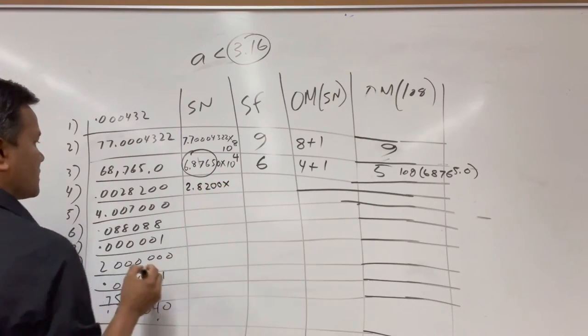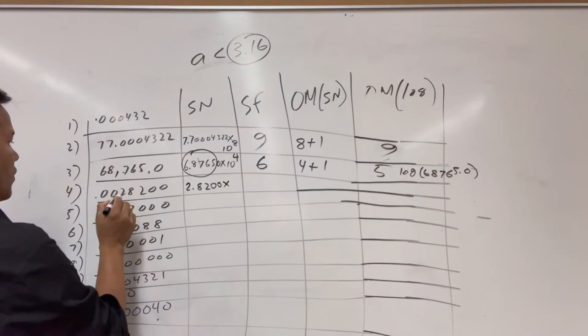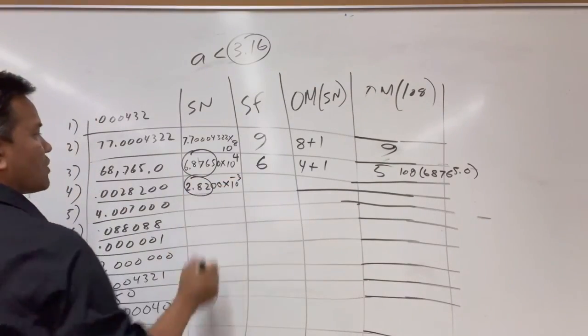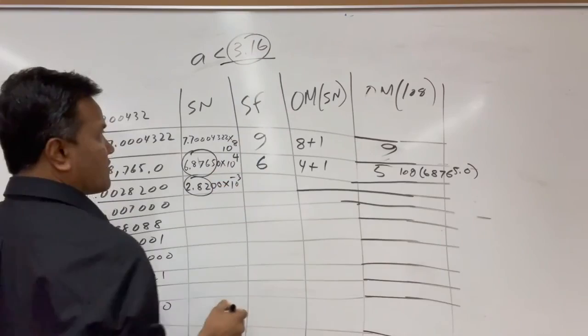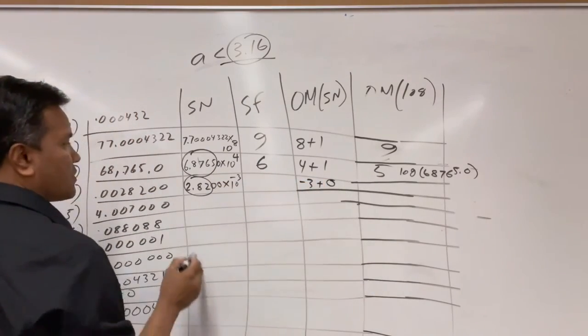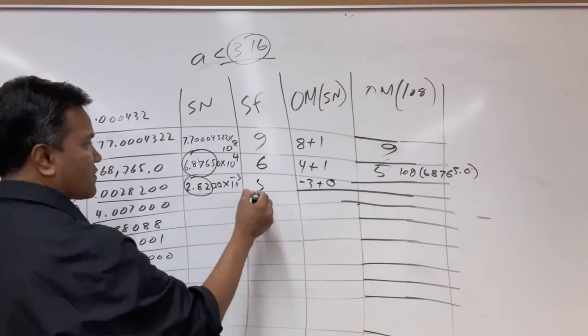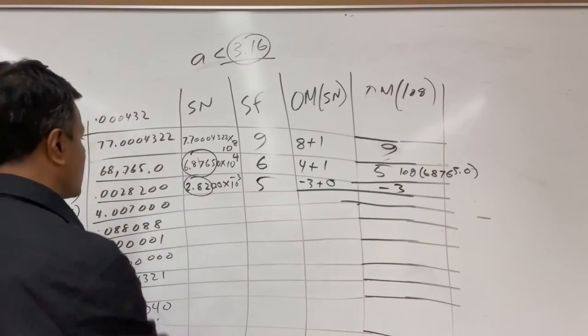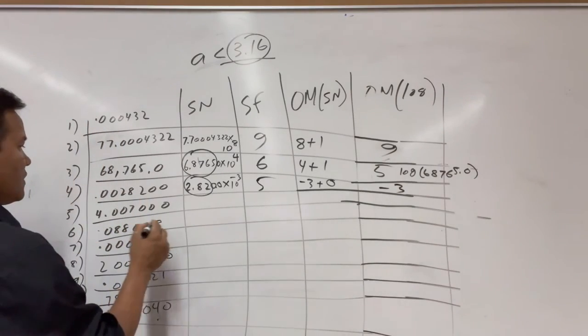8200 times 10 raised to negative 3, counting 1 2 3. 2.82 of course is smaller than this, so we're going to leave it like that. Negative 3 plus 0. And how many sig figs? 1 2 3 4 5 sig figs. And then of course this is negative 3. The log of this will be negative 3. Okay, good.